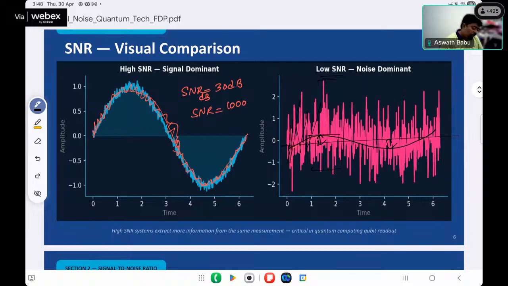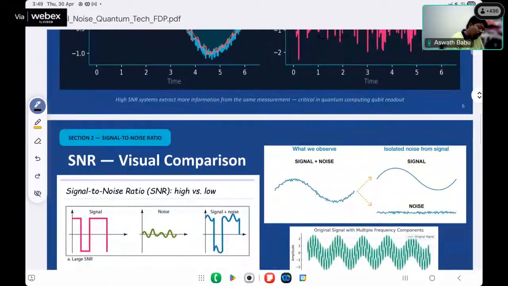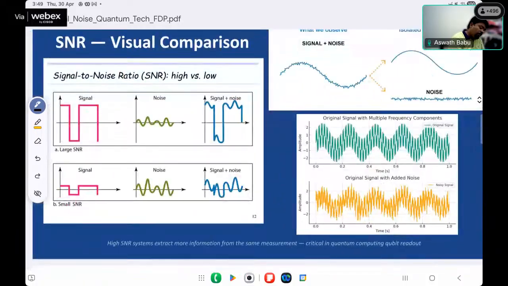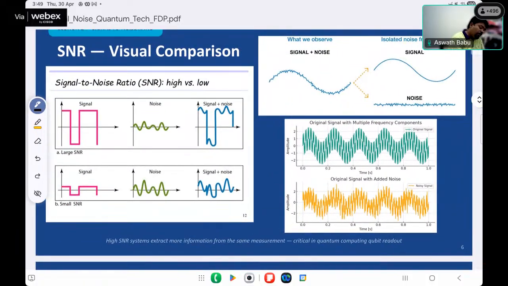Okay, right? So high SNR systems extract more information from the same measurement, which is critical in quantum computing when it comes to qubit readout. When I have to read the system's quantum superposition state, this makes a big impact. Okay, fine. A little bit more visualization for a better understanding.